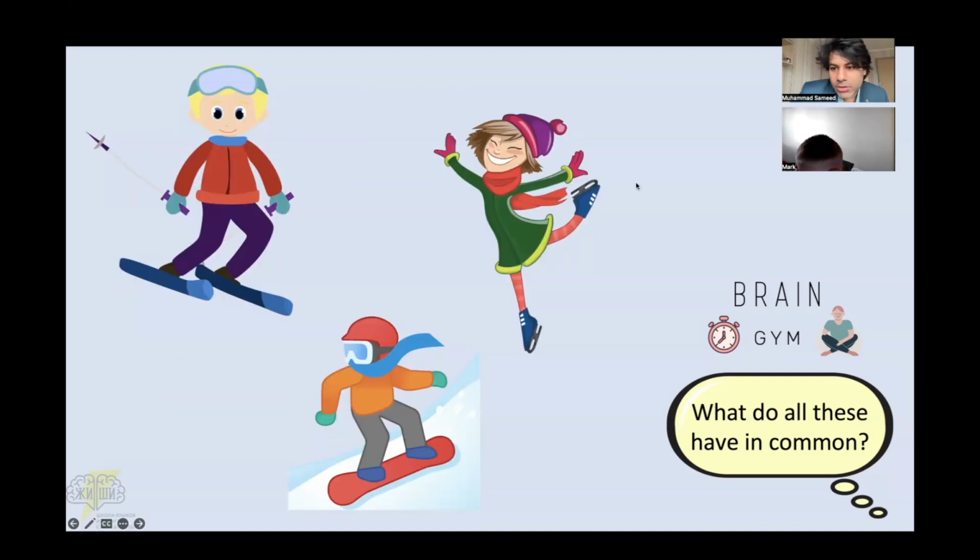And what do all these have in common? What is the common thing in all this? Look at their clothes. Look at the outfit. What are they wearing? They are playing the sports in the cold. Yes. So the common thing is this is winter sports.